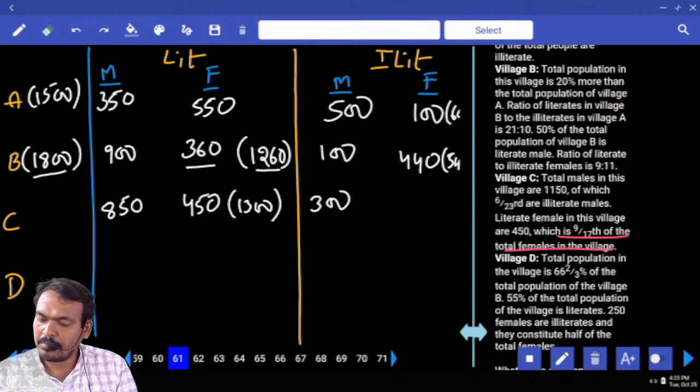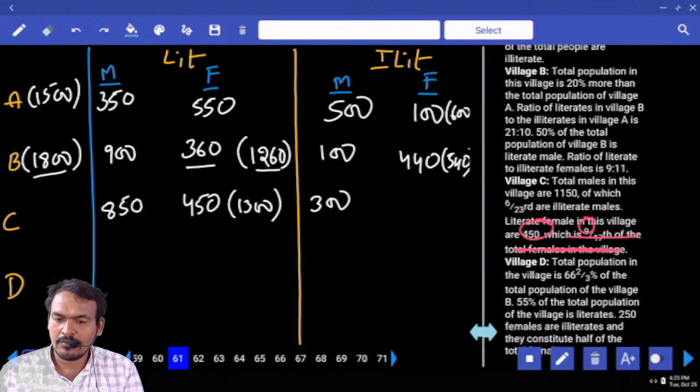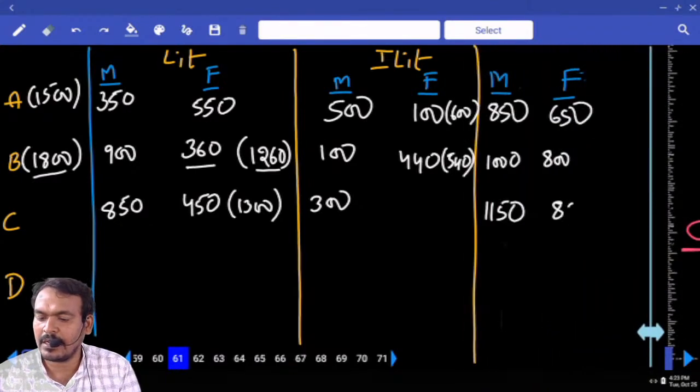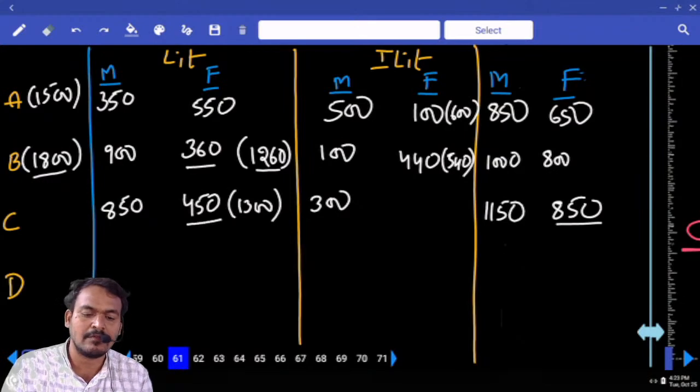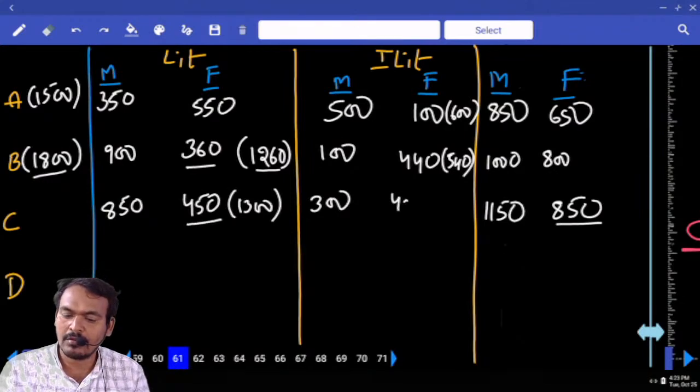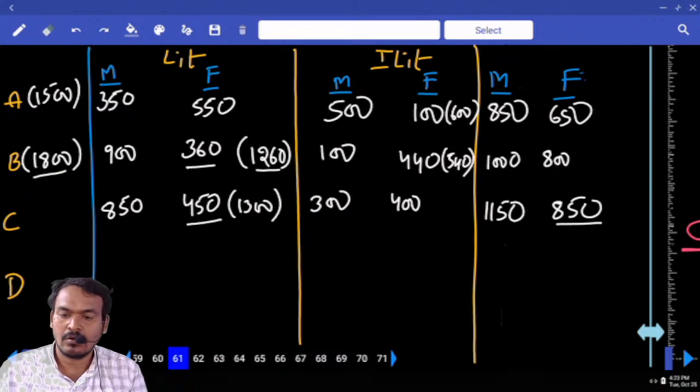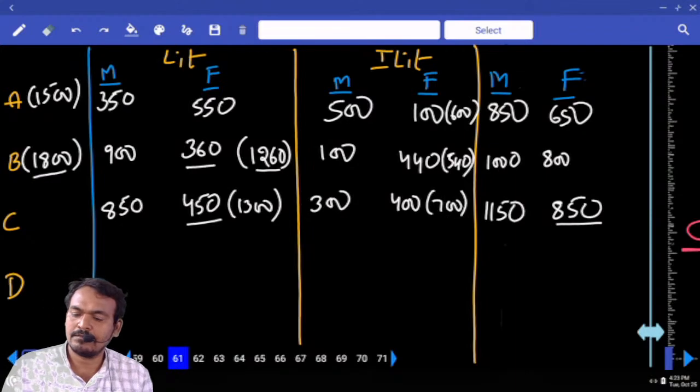Of which 9 by 17th of the total females in the village. That 9 parts represents 450. Every one part is 50. 17 parts is 850. That 850 represents total females, yes or no? Total females of the village is 850. Out of 850, already female literate value is 450. What is the remaining value? 400. Total illiterates 700. What is the total population?